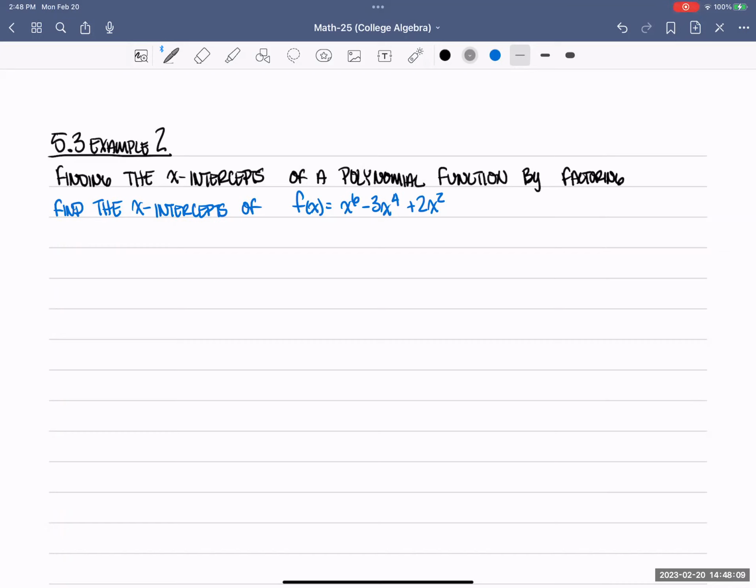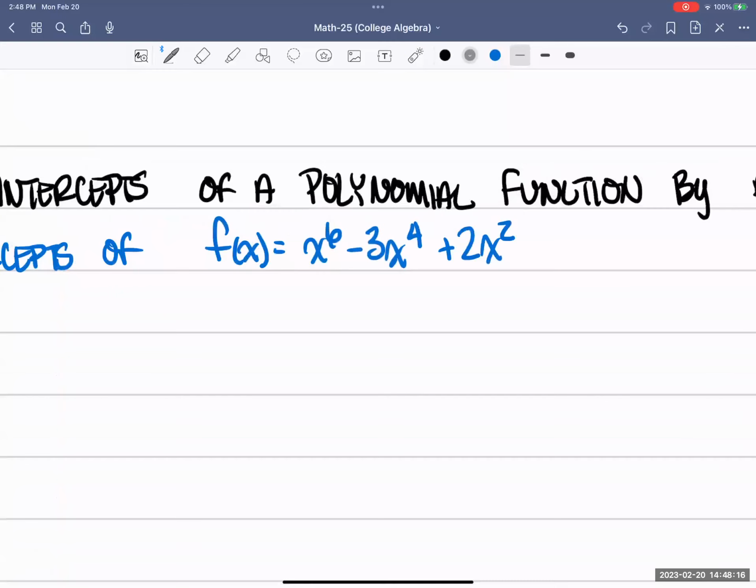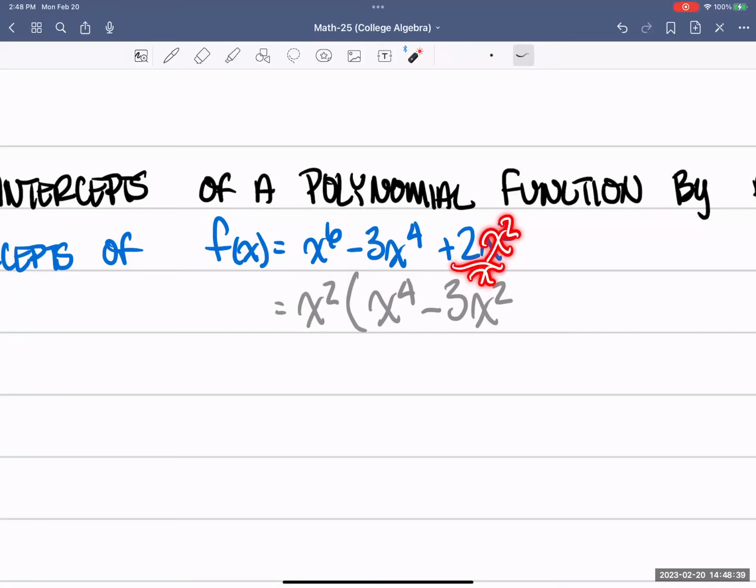All right, so I noticed the very first thing, each of these have at least an x squared, so we could factor that part out. So factoring out an x squared. If we were to divide this by our x squared, we're ending up with x to the power 4. If we divide this by our x squared, we're left with negative 3x squared. And if we divide this by our x squared, the x squareds divide out and we're just left with that 2.